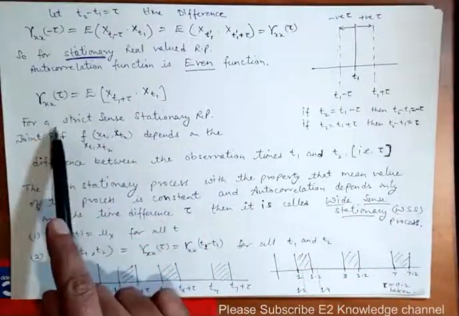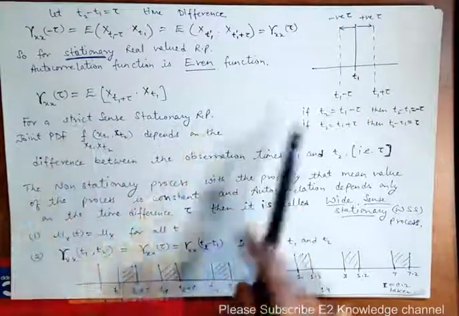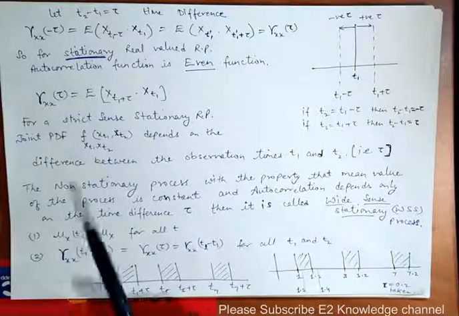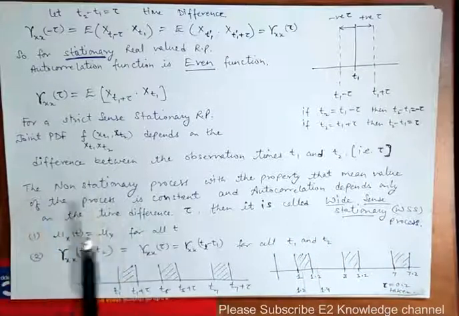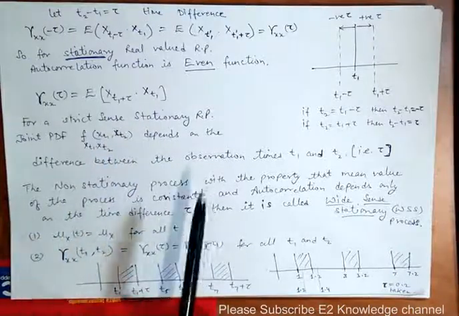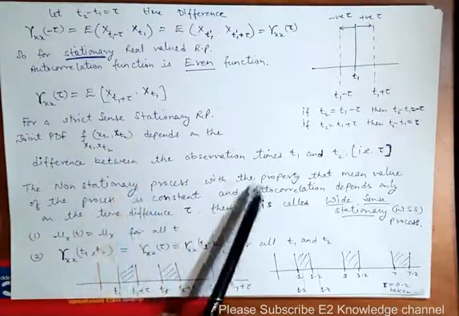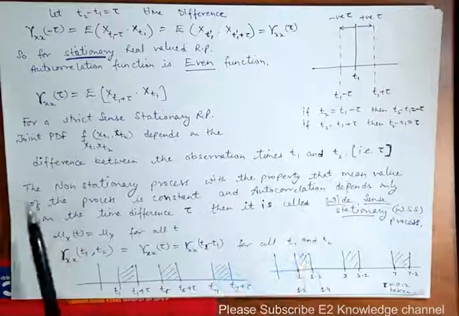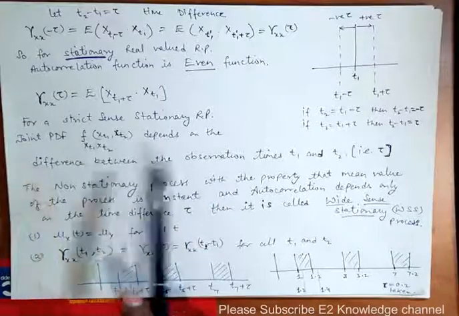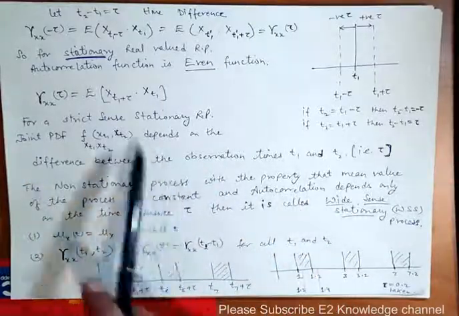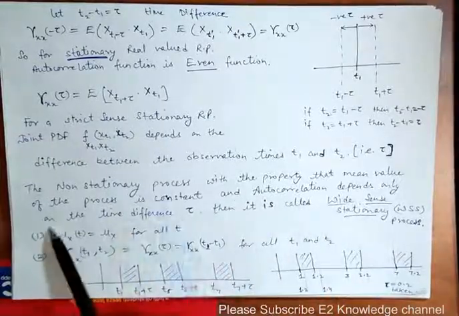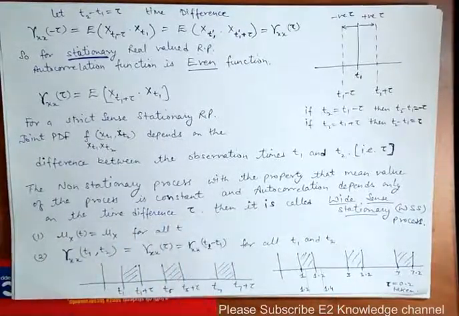Now obviously we know that strict sense stationary random processes are difficult to find. So we have found another class of random process, which are the non-stationary processes. Other than strict sense stationary processes, all other processes are non-stationary. A process with the property that the mean value of the process is constant, the same as in strict sense stationary, but its autocorrelation depends only on the time difference.